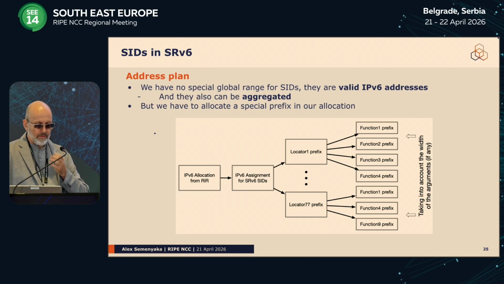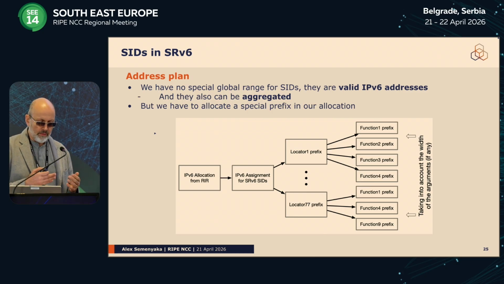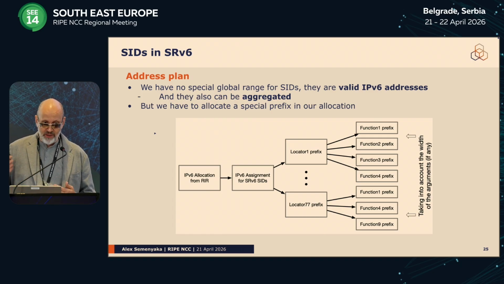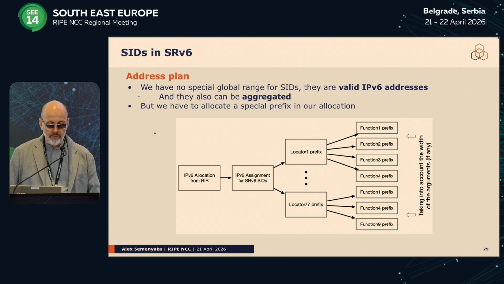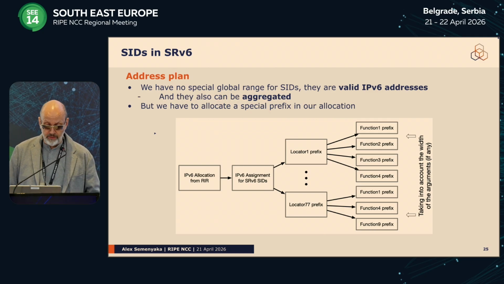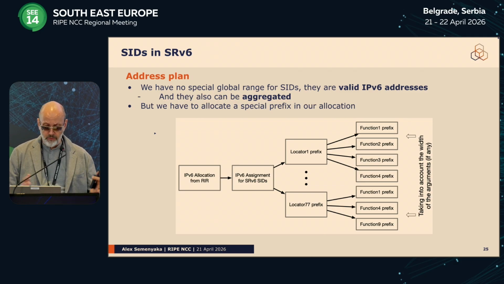Because still, we have longest prefix match in our network we didn't get rid of. So we can optimize our network and make our life tomorrow much easier if we use aggregation of our addresses. And to use aggregation of our addresses, we need to build the whole address plan, which takes into account that now we have a SRv6 address block inside our location.